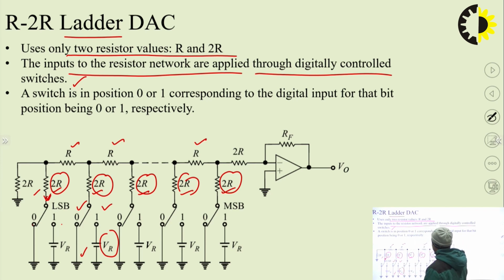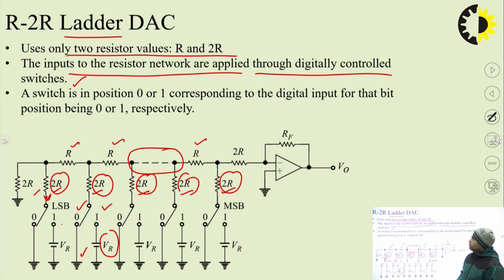There can be n number of bits. This dotted section represents that there can be n number of R2R branches to prepare an n-bit R2R ladder DAC. But to realize the expression for this R2R structure, we cannot go for n bits. We are taking an example, let's suppose n is equal to 3. That means we are going to prepare a 3-bit R2R ladder type DAC.